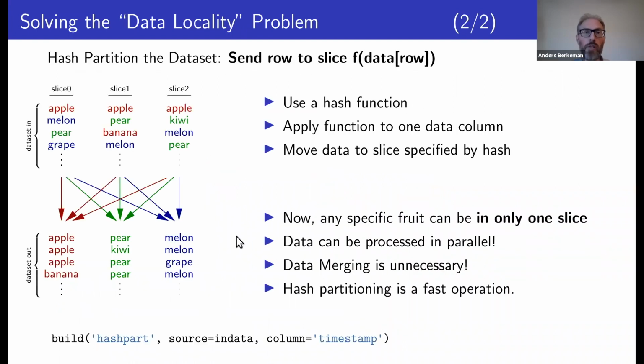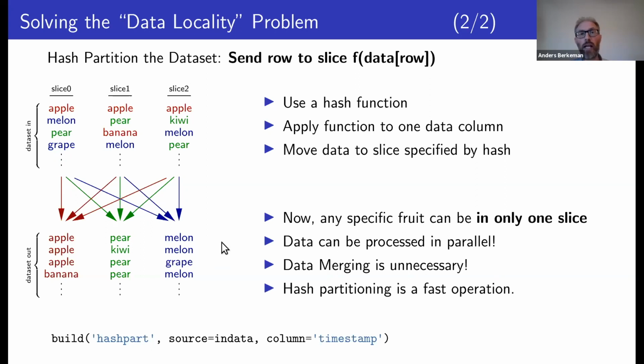The ExAx solution is to repartition the data based on a hash function. We move each fruit to the slice we get from applying a hash function to the fruit. In this example, we have apples and bananas hashing to the same slice, and they are marked with red. So all apples and bananas go to slice 0, kiwis and pears go to slice 1, and so on and so forth. Now, each fruit will then only exist in one slice, and we can count them independently. Processing is perfectly parallel, and there is no need to merge anything anymore.